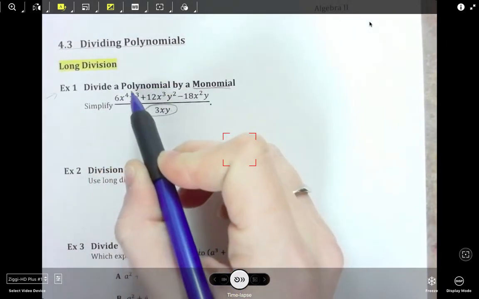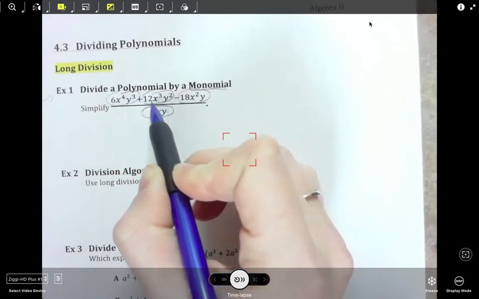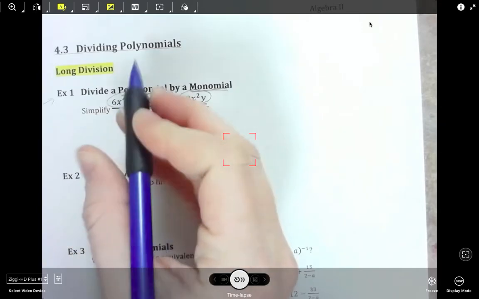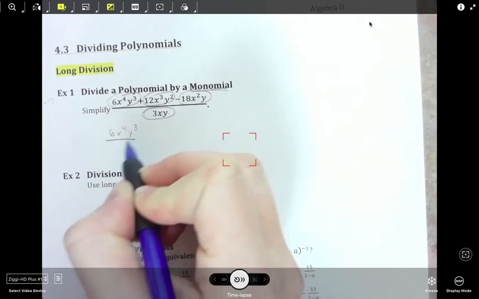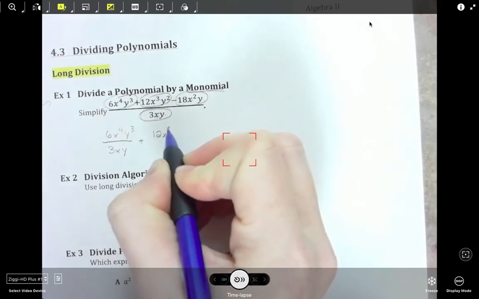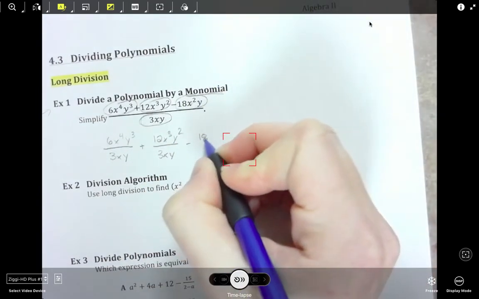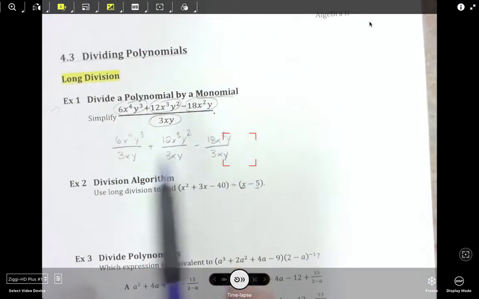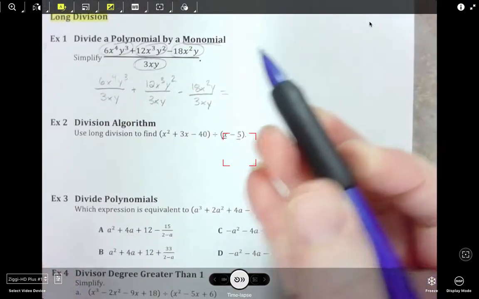Dividing by 3xy, we're going to look at each of these pieces individually. The 6x to the fourth y cubed, then the 12, and then the 18. I'm going to write the 6x to the fourth y cubed out as its own separate piece divided by 3xy. Then we have plus 12x cubed y squared over 3xy and minus 18x squared y over 3xy. I'm just going to write each one of those pieces separately and put a 3xy underneath each one. Now we can simplify these.